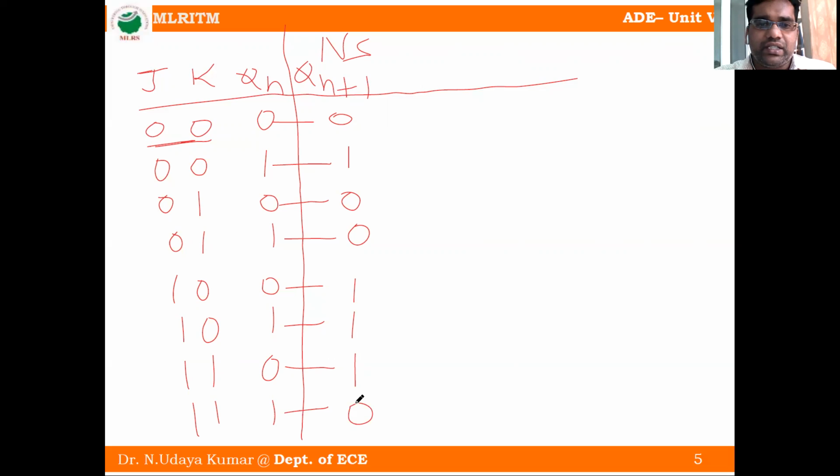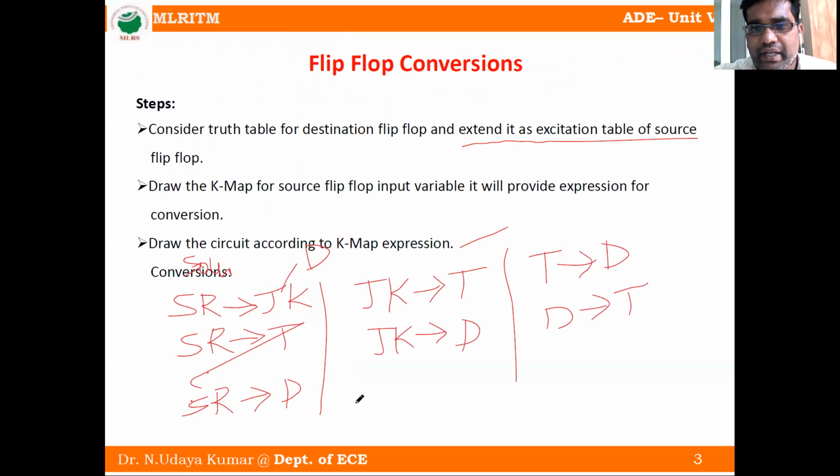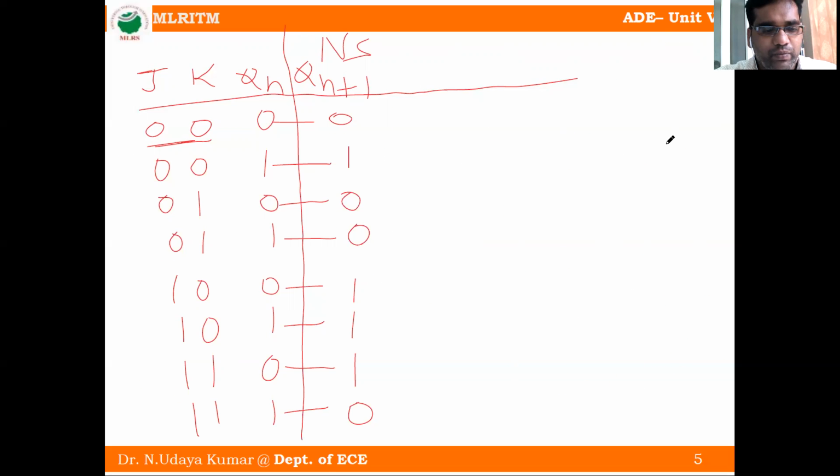Okay. This is the extended truth table. Extended it as the excitation table of the source flip-flop. So we have to write the source flip-flop here. Source flip-flop means this one is S and this one is R. Okay.